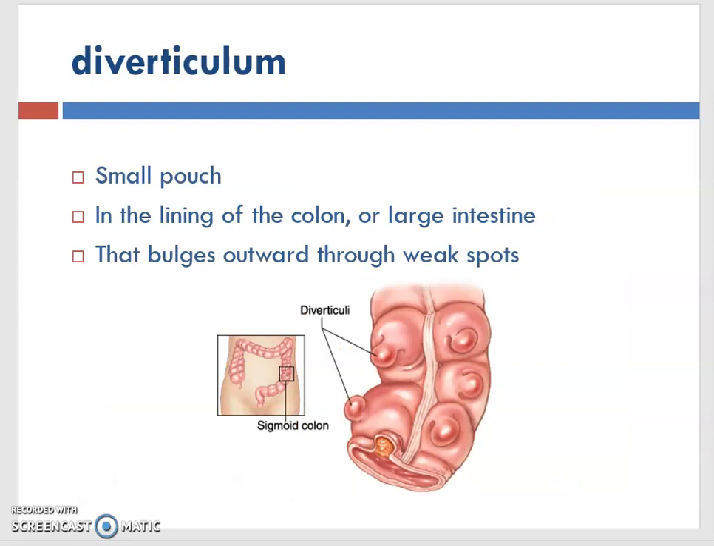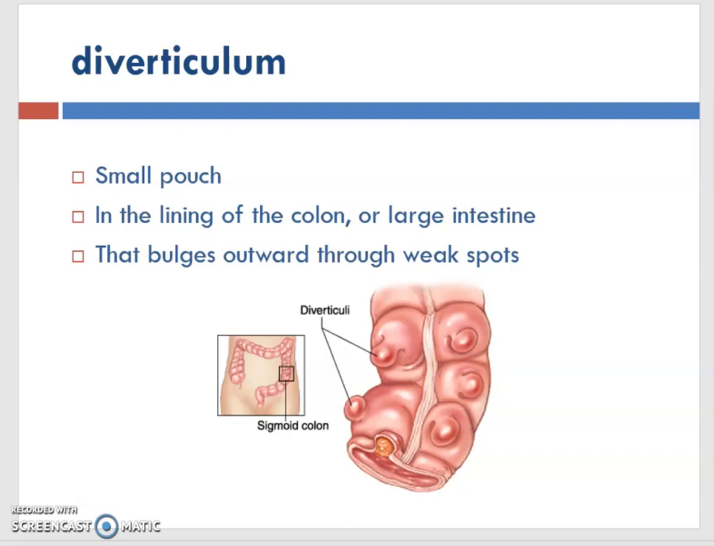Diverticulum. These are small pouches in the lining of the colon or the large intestine that bulge outward through weak spots. So, as I've talked about before, collagen breaks down in our bodies as we age, and of course, the colon is constantly being flexed and contracted due to the movement of feces through it. After a certain amount of time, that tissue starts to wear out from that constant stress of being stretched out, and then, of course, collapsing again. So, these small pockets can develop as a result of the collagen breakdown. The tissue doesn't have the tone it once did.